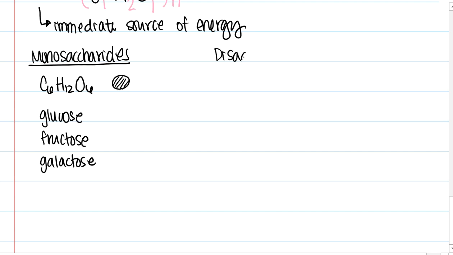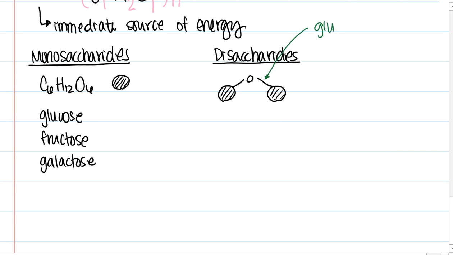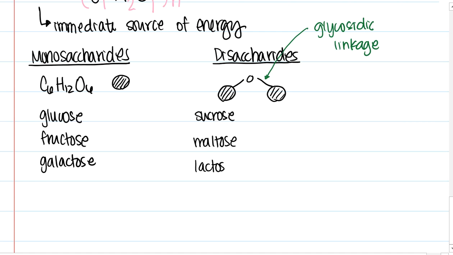All right? We also have disaccharides. If you remember, disaccharides are 2 monosaccharides put together. So I'm going to now put 2 monosaccharides together. And there is a special covalent bond called glycosidic linkage that will be holding them together. Examples of disaccharides are going to be sucrose, maltose, and lactose.